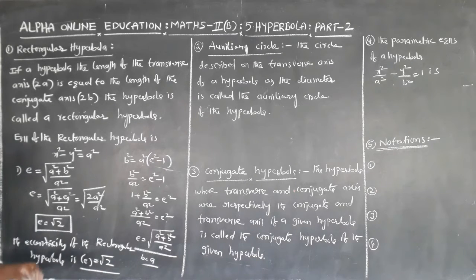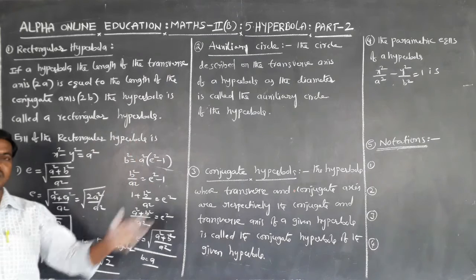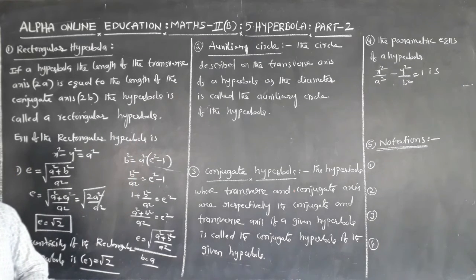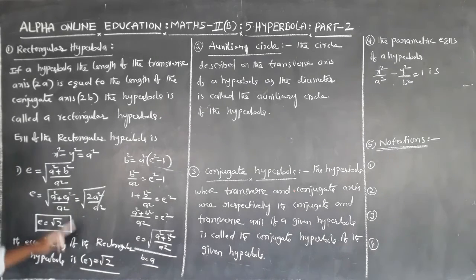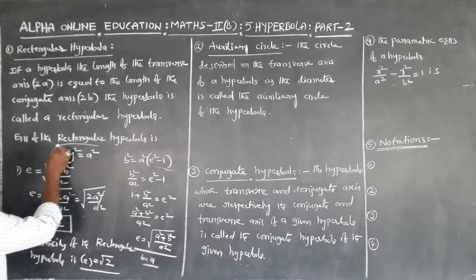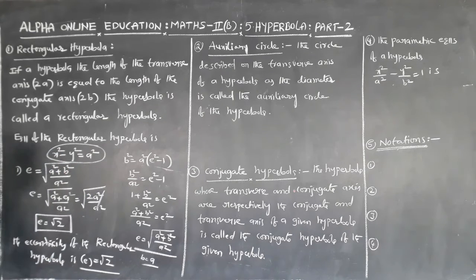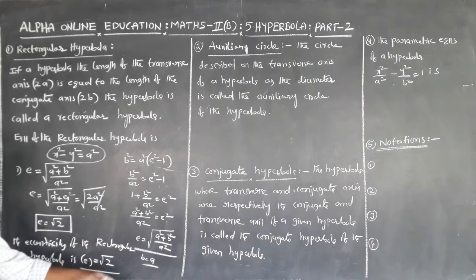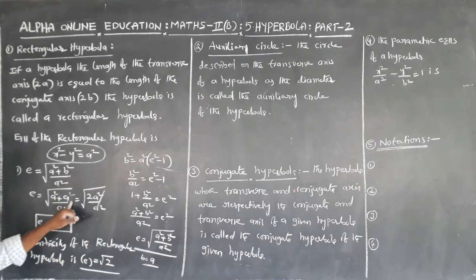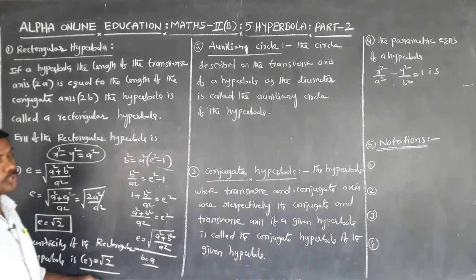Rectangular hyperbola means the length of the transverse axis is equal to the length of the conjugate axis of a hyperbola is called the rectangular hyperbola. The equation of the rectangular hyperbola is x square minus y square equal to a square. The eccentricity of the hyperbola is under root of a square plus b square by a square. Here b is equal to a. Substitute b is equal to a, a square gets cancelled, root 2. The eccentricity of the rectangular hyperbola is root 2.